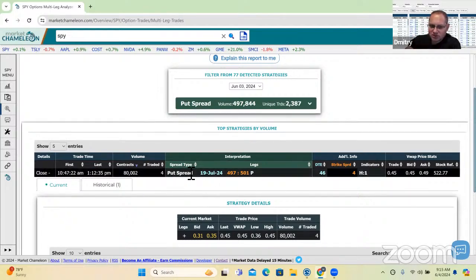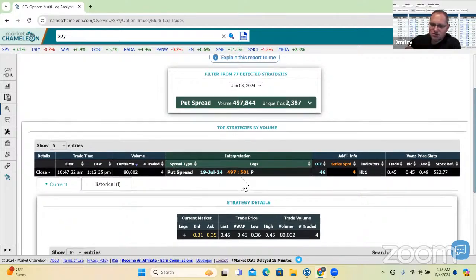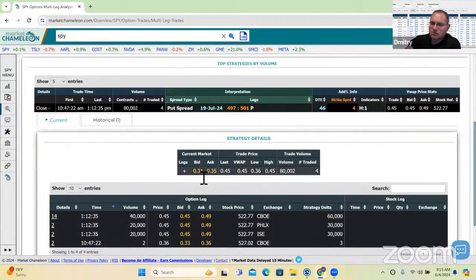Now this gives us more details about this put spread. The most current market is 31 cents bid, 35 cents offer, which means that from this 45 cents were traded, now it's getting marked. If we mark to market, around 33 cents. So the value of that put spread went down, right?